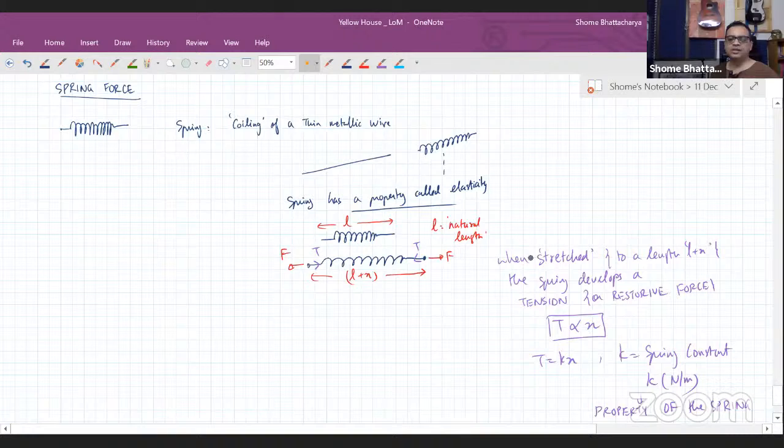So that is the important elastic property of the spring, that when you stretch it, the internal tension it develops is directly proportional to how much you are stretching it. So this is the important formula for a spring. It's called the spring force formula. The spring force is equal to the spring constant multiplied by the extension of the spring, in the case where we are extending it.